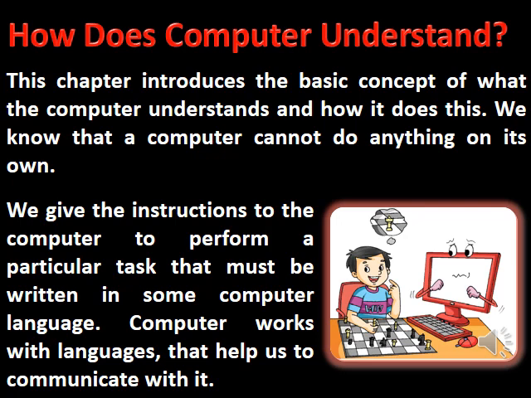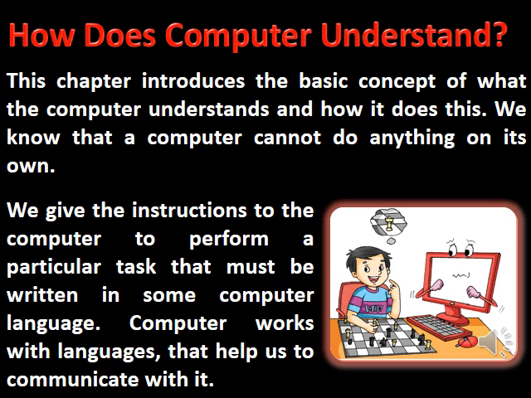So the first topic is how does a computer understand. Through this chapter, you will learn what a computer understands and how it does this. As we all know, a computer cannot do anything on its own. We have to give instructions to the computer to perform a particular task. For example, if you want to listen to your favorite music track, first you have to select that track and then you have to select a specific software. So the computer is just following your given instructions and performing an assigned task.